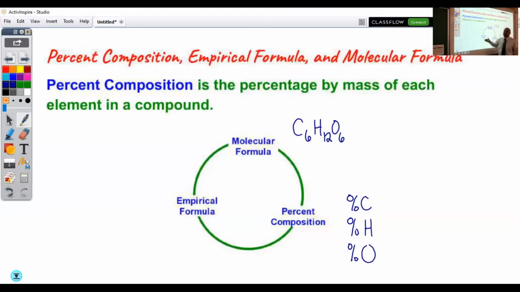If I go the opposite way, empirical formula is the lowest whole number ratio between atoms in a molecular formula. So the empirical formula for something like glucose would simply be CH2O. And you get that by identifying the greatest common factor. In this case, it's 6, and then dividing the greatest common factor through to wind up with your empirical formula of CH2O. Now, we'll talk more about empirical formula and molecular formula in lessons 2 and 3. Today, we're going to focus on percent composition.